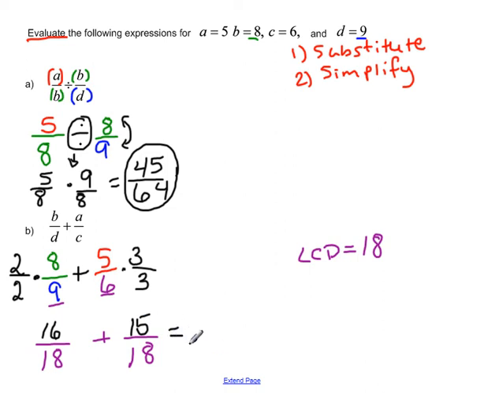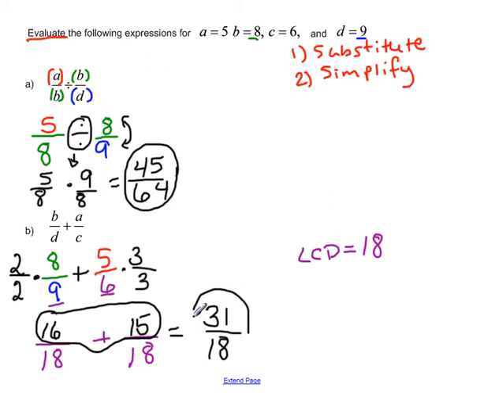Now the denominators are the same, and so I know my answer is going to have an 18 denominator, unless it simplifies, of course. But now let's do the addition to our numerators. 16 plus 15 is 31. And always check, will this simplify? Do 31 and 18 have any factors in common? The answer is no, they don't. So this will be our final answer.